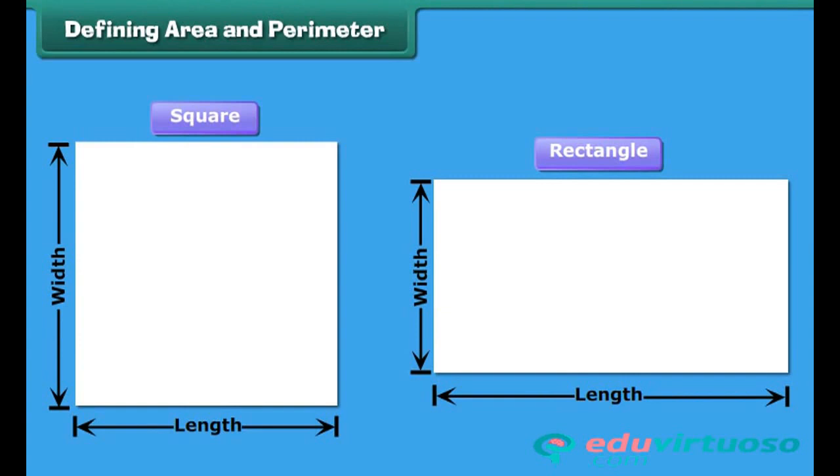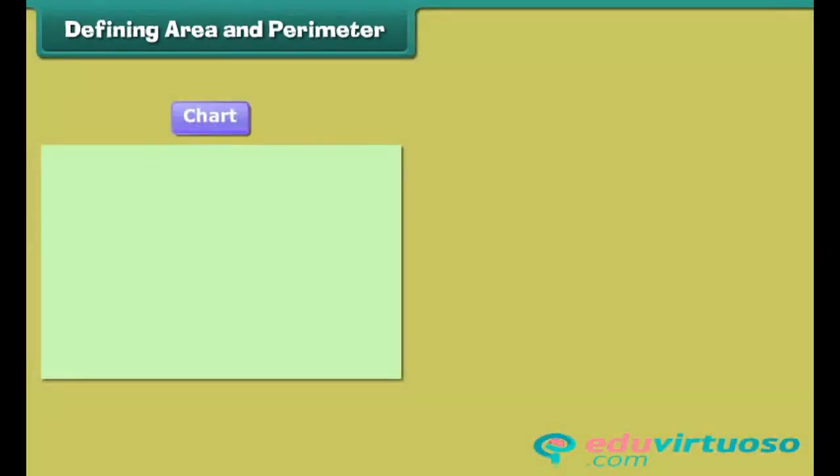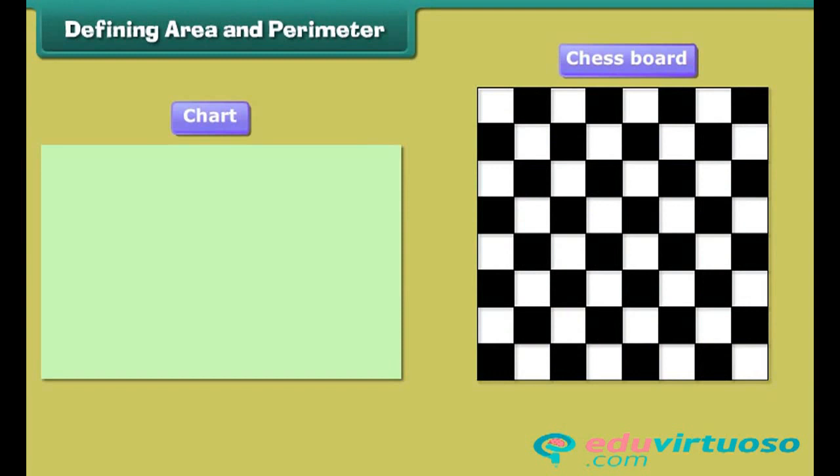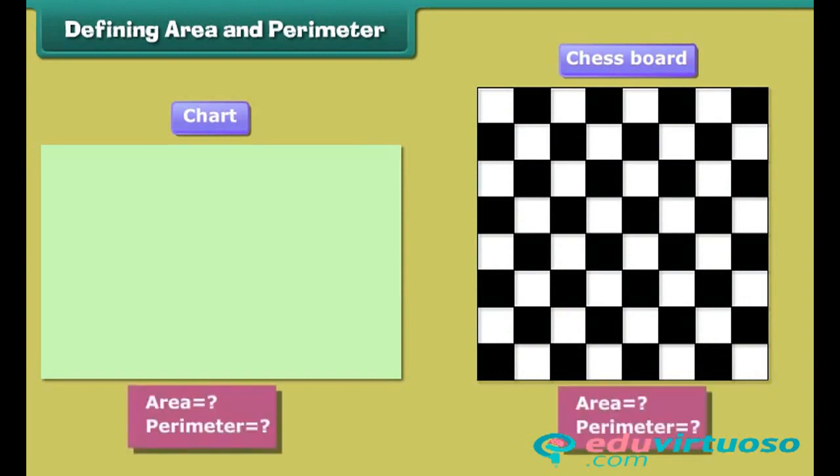Friends, we already know about the closed figures like squares and rectangles. For example, this chart paper is a rectangular chart, while the chessboard is a square. How the area and perimeter of such mathematical figures can be calculated?